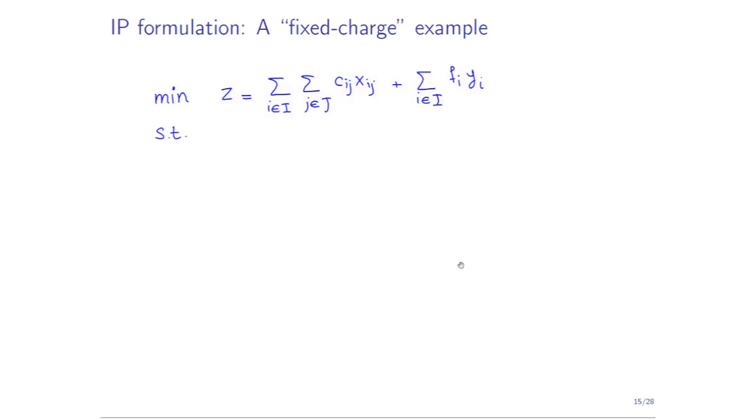Subject to, what are my constraints? Of course, I will have to satisfy the demand for Boston, Houston, and Los Angeles. So you are familiar with this part. So the summation over i's of xij must be greater than or equal to the demand of city j for every j in the set J. So this means for Houston, Boston, and Los Angeles.